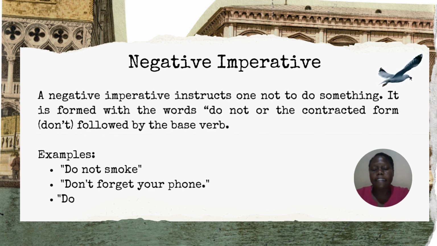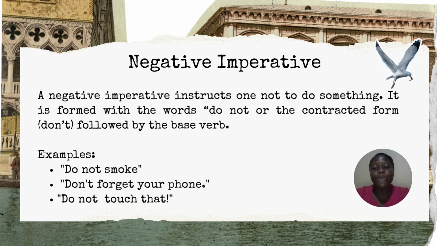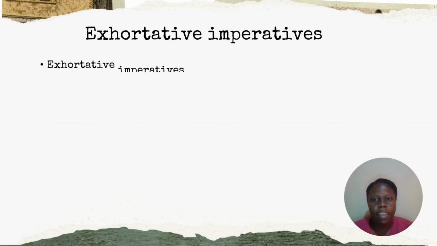Let's take a look at another example. Don't forget your phone. You realize that you have the word don't at the beginning, and then it's followed by the base verb, forget. Let's take a look at another example. Do not touch that. Do you see the do not? And then you see the verb itself following. See how they are telling you what not to do? That's the power of imperatives.